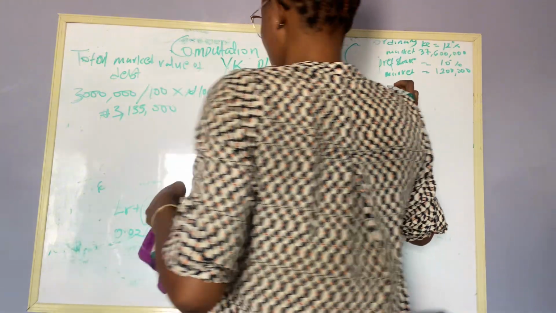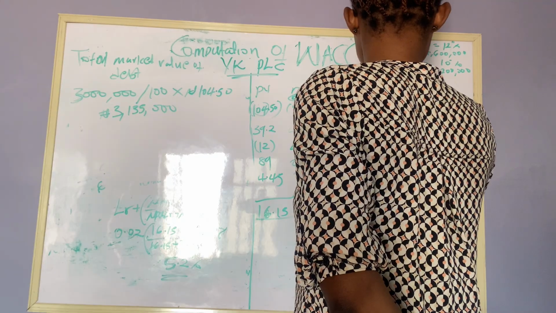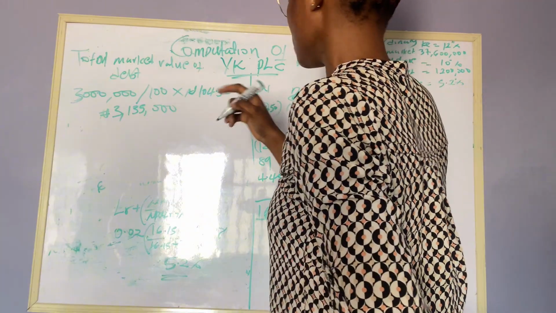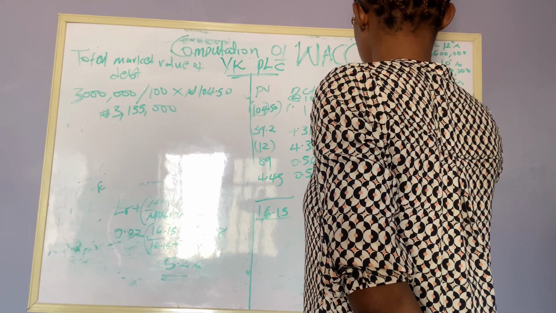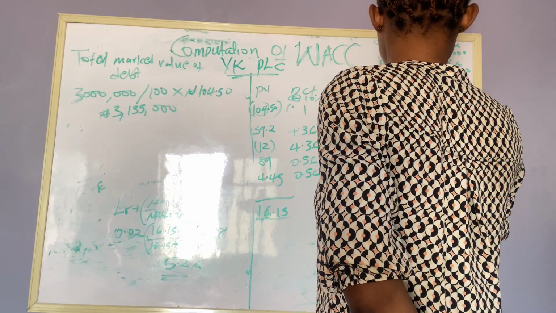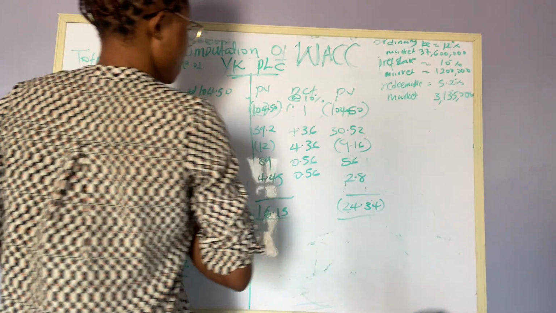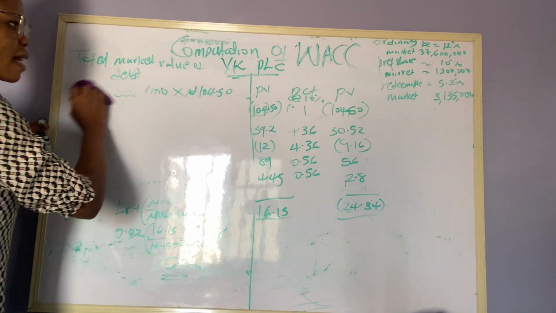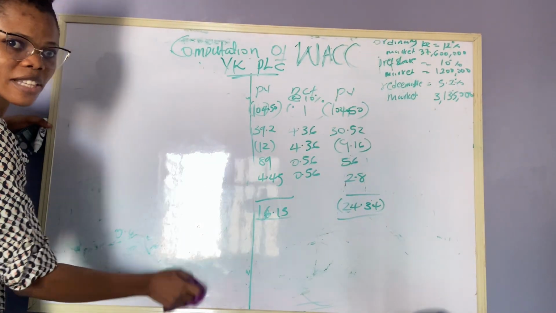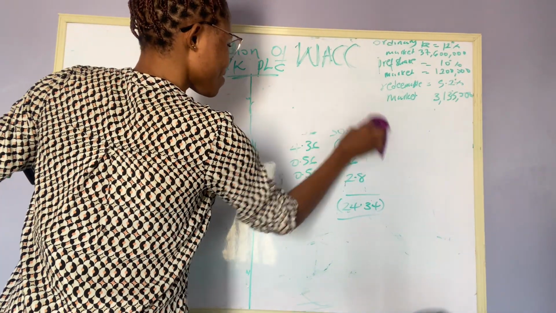We'll keep it here. The redeemable bond is 5.2%, then the total market value is 3,135,000. So we are done with this. Next, we're going to move to the other sources of finance. You see, you'll be computing it bit by bit, and before you know it, you are done.